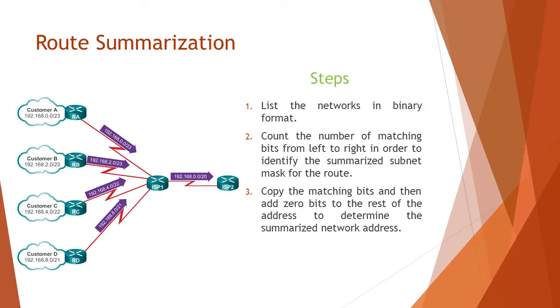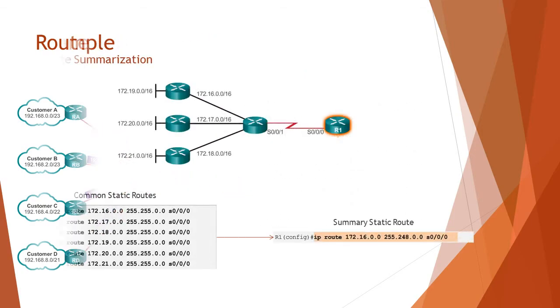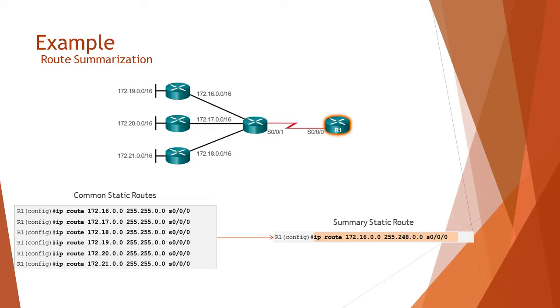Route summarization. In order to perform route summarization, we have to perform the following steps. Step 1. List the networks in binary format. Step 2. Count the number of matching bits from left to right in order to identify the summarized subnet mask for the route. Step 3. Copy the matching bits and then add 0 bits to the rest of the address to determine the summarized network address. Here's an example of route summarization.